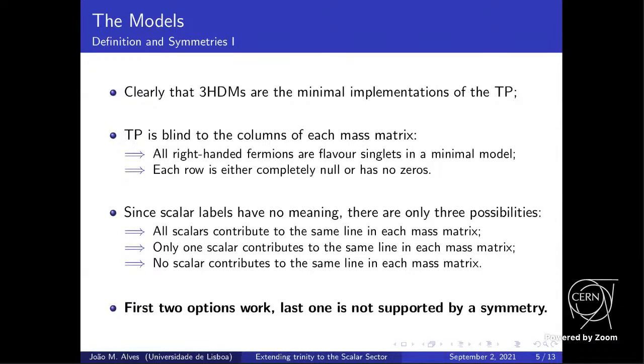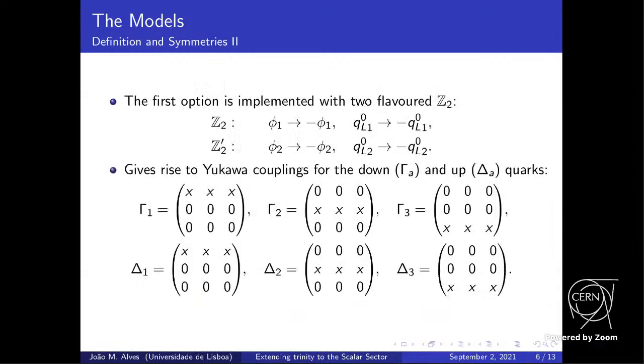Either all the scalars contribute to the same row in each of the mass matrices, or one of them contributes to the same row and the other two are flipped, or they're all completely flipped. Now, we've tested this, and I don't have the time to show you, but it turns out that the last one is not possible. The other two, however, are. So I'm going to start with the first one.